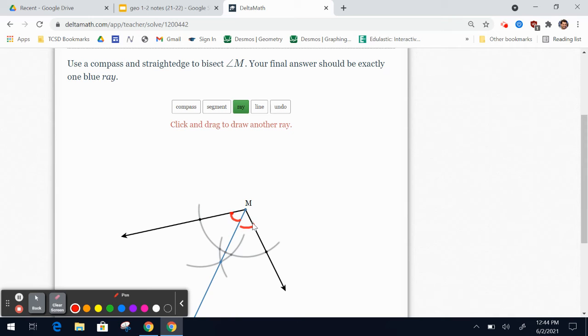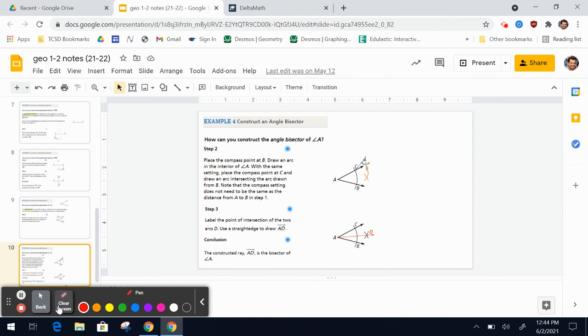If you would like to do some practice, I'll get you hooked up with Delta Math if you feel so inclined. Okay, so let's do the last problem here in our notes.